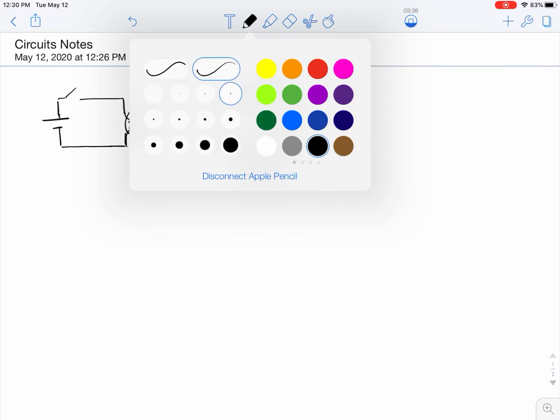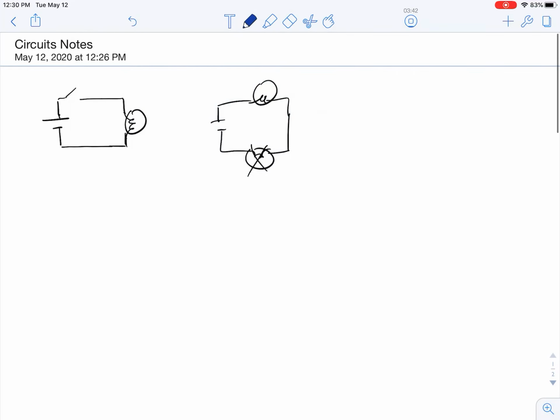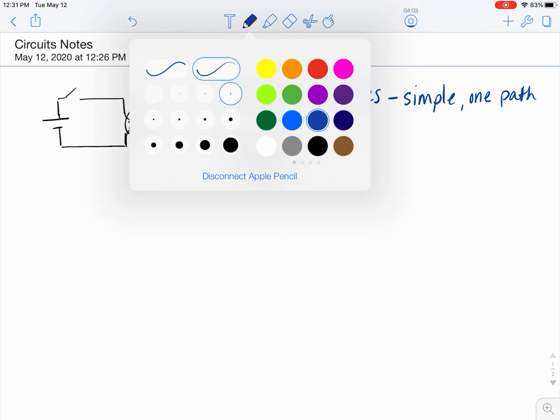Now there are two classes of circuits that we need to talk about. The first one is a series circuit, and this is going to be our simple basic circuit. Series circuits have only one path for the electrons to travel. So that means all of the electrons are going to follow the same route no matter what. All devices receive all of the electrons and the same current.